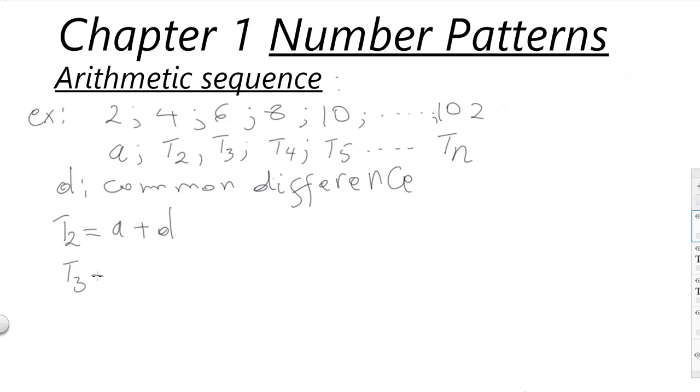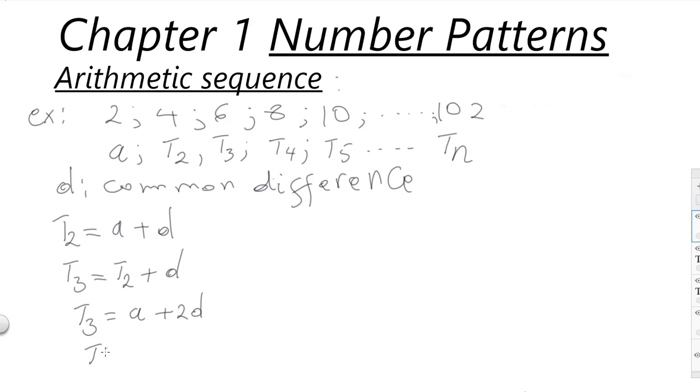Then the third term will be second term plus the common difference. So if you look from the first term, how many times did we add 2? Twice. Okay? We added 2, from 2 we have 4. We add another 2, we got 6. So we can also write third term is first term plus 2 common differences.